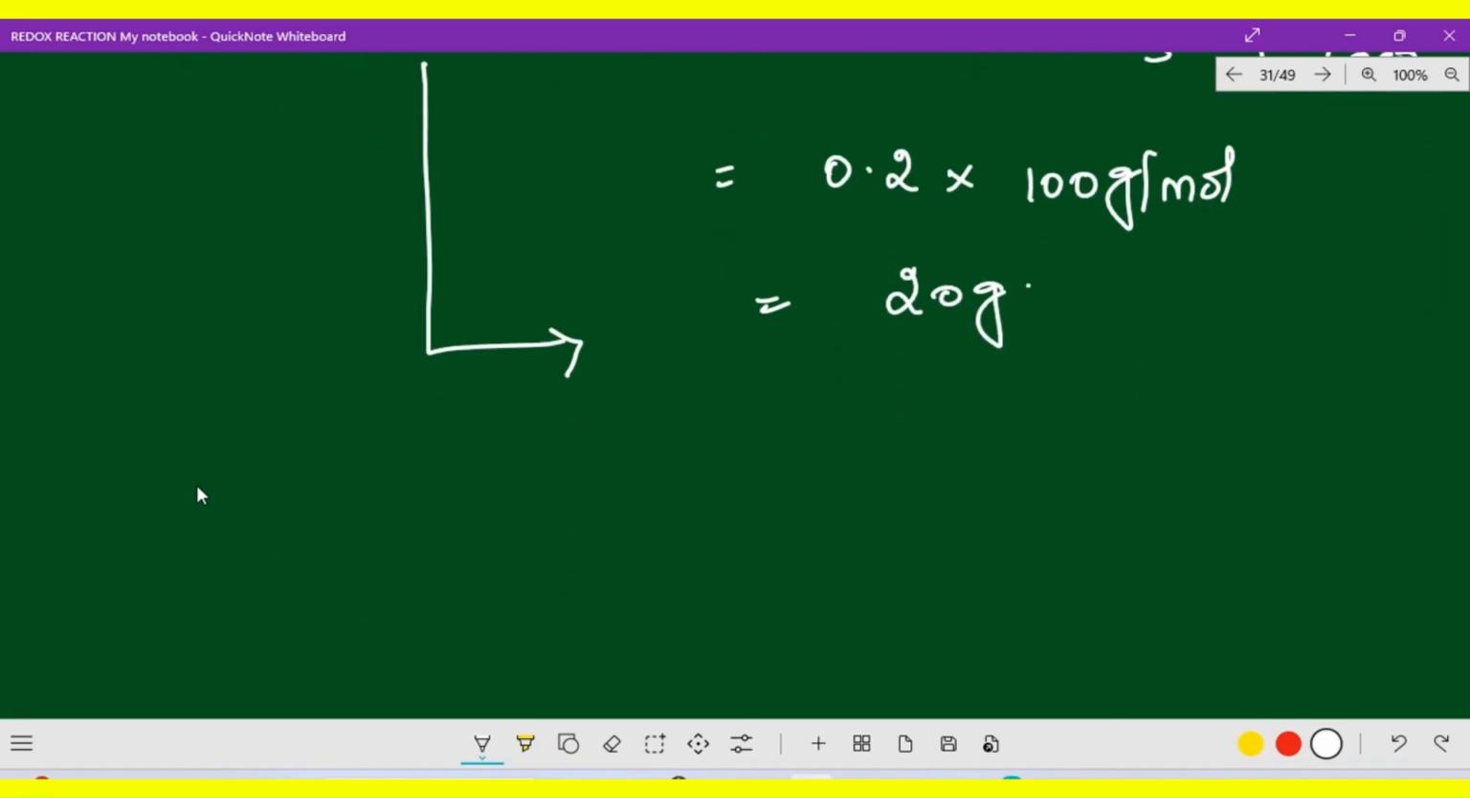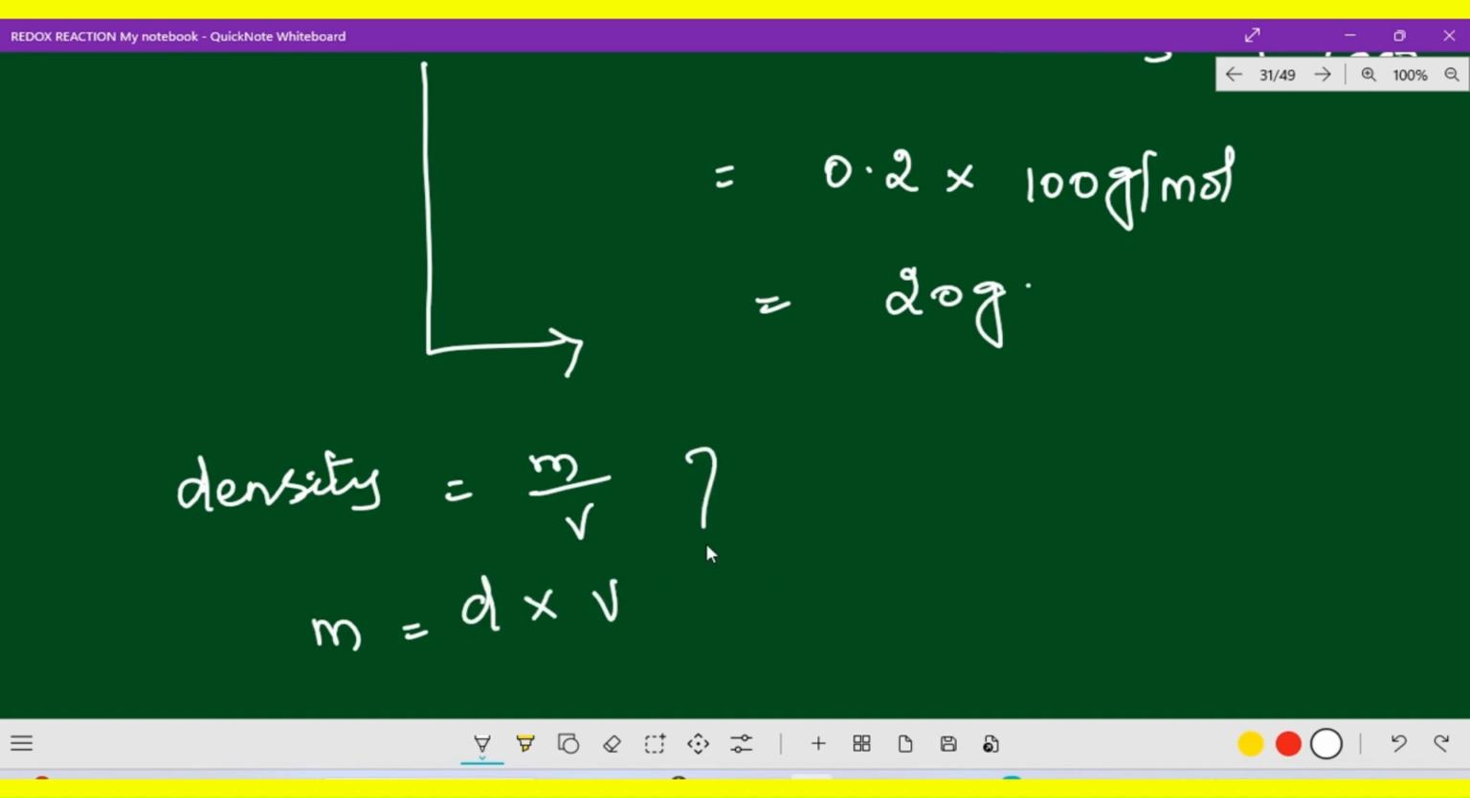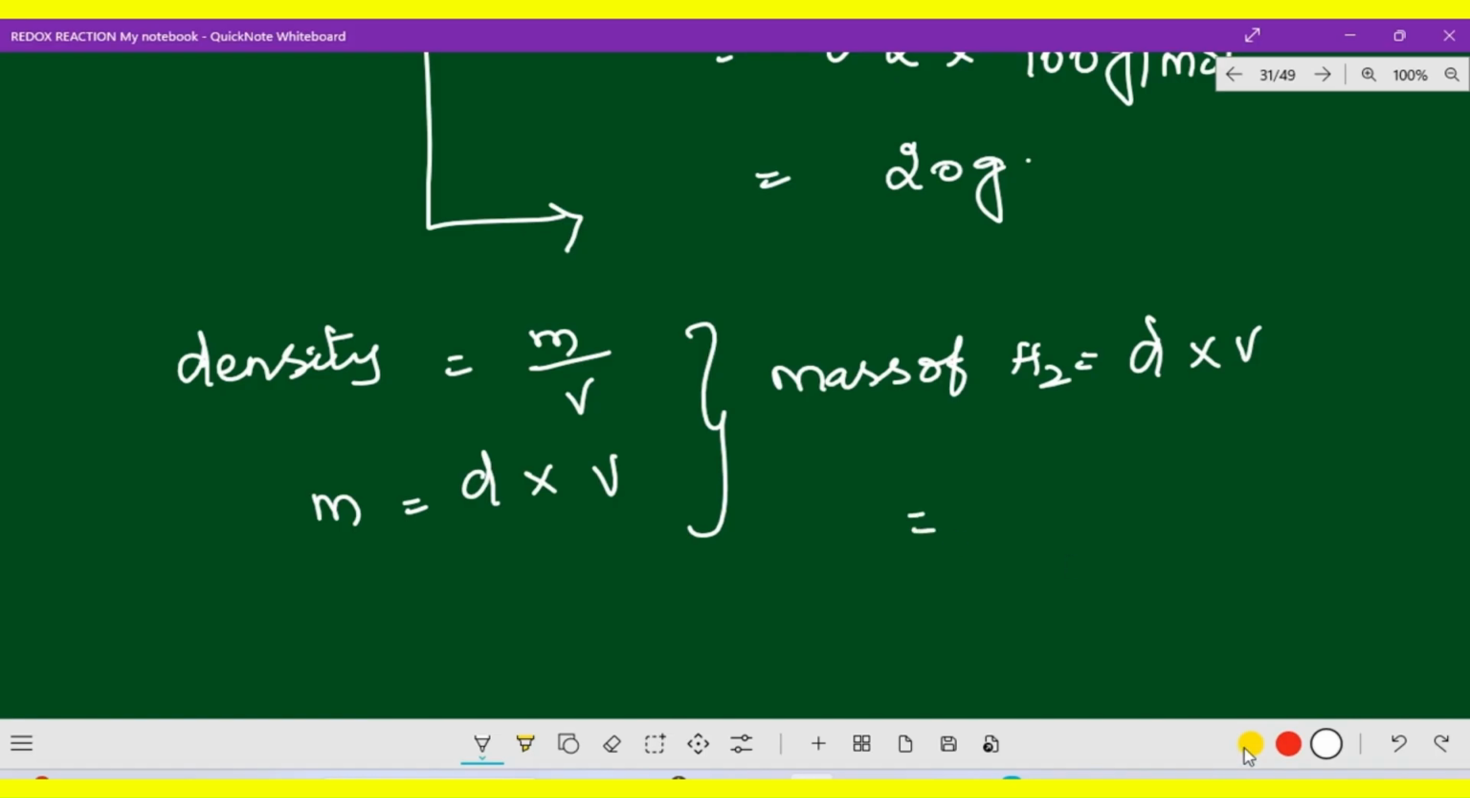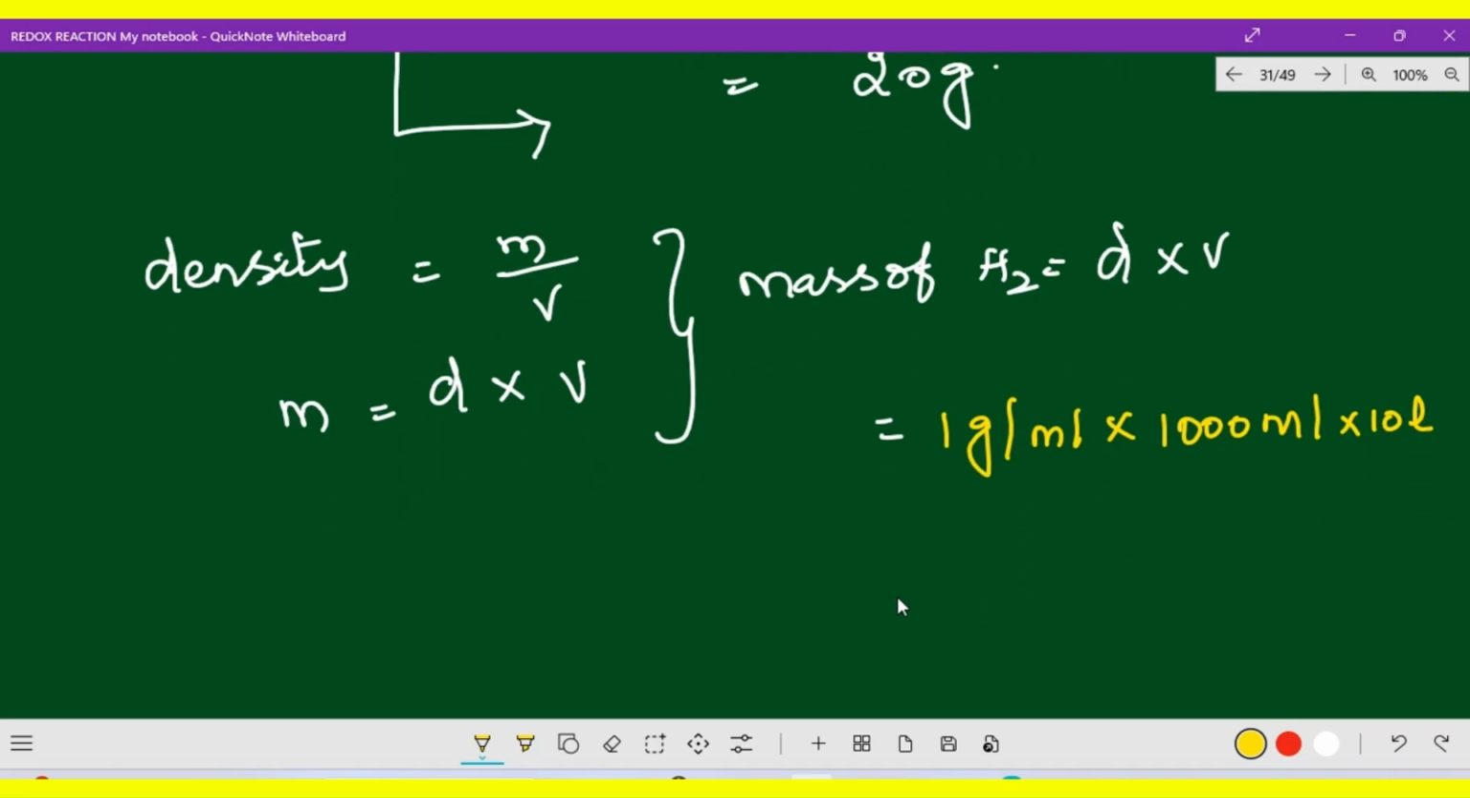Okay, now we have to find out the density. Density equal to mass by volume. Now the mass of water we have to identify. Mass of water we did not know. So mass of water equal to density into volume. So density is 1 gram per ml into volume of water, which is 1 liter, so we can mention it as 1000 ml. In the question they have mentioned 10 liter, right? So altogether when we are calculating, you will get 10,000 milliliter.